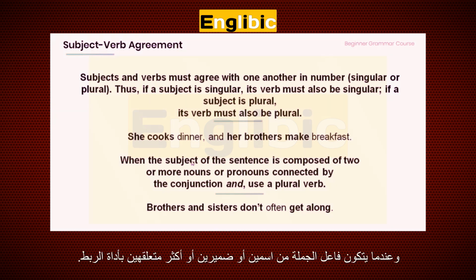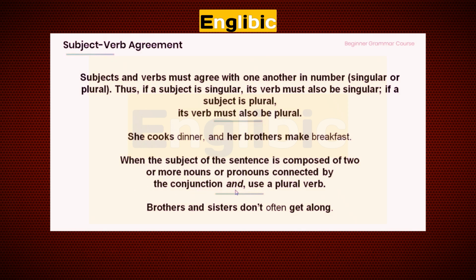And when the subject of the sentence is composed of two or more nouns or pronouns connected by the conjunction and, make sure to use a plural verb. For example, brothers and sisters don't often get along. Brothers and sisters are connected by the conjunction and. And so we use the plural form of the verb do and get. Don't, get.